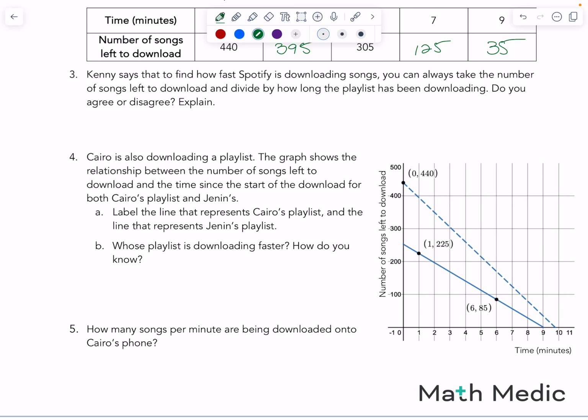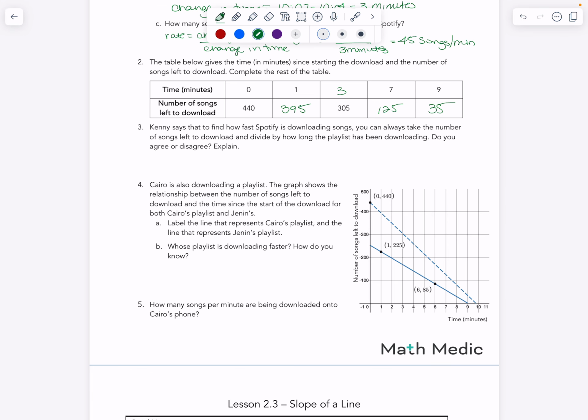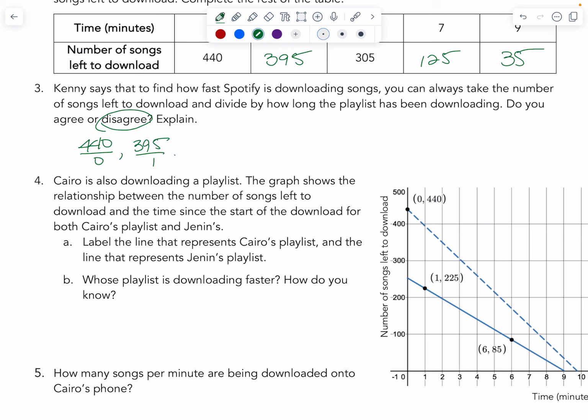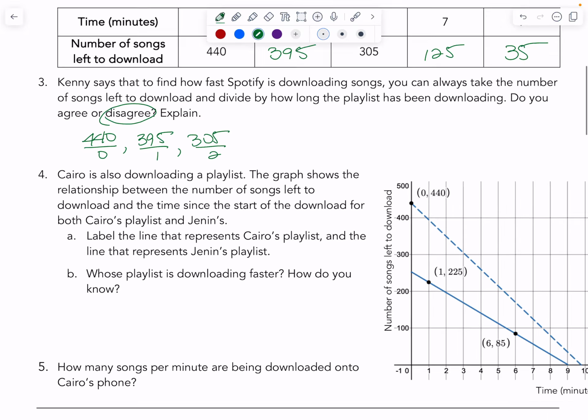Okay, so Kenny says that to find out how fast Spotify is downloading songs, you can always take the number of songs left to download and divide by how long the playlist has been downloading. Do you agree or disagree? Okay, so go ahead and pause the video. All right, so we're back. So I disagree, actually. The reason why I disagree is because that would mean 440 divided by 0, and we can't divide by 0. And then 395 divided by 1, and then 305 divided by 2 does not give us a rate of change. So we need to know how many songs were downloaded in a certain time interval.